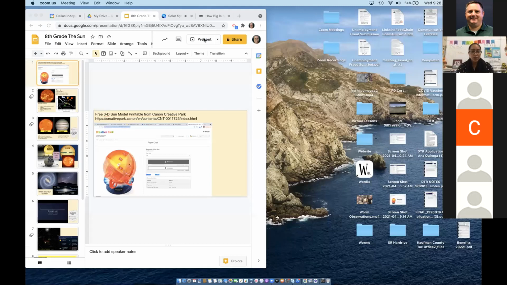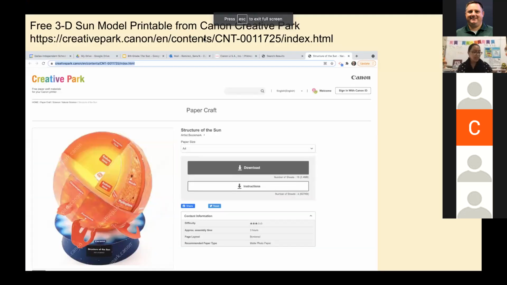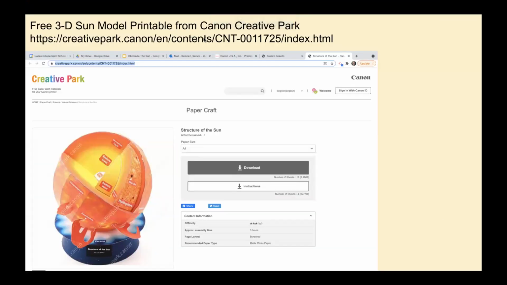The first thing I want to show you guys, if you are interested in making a sun model, is a free paper model from Canon Creative Park, and the link is on the website. It's a really good model to help you understand the internal structure and the layers of our sun, so that you can compare the layers of our sun to the layers of our planet Earth. So again, the link is provided on the slide.